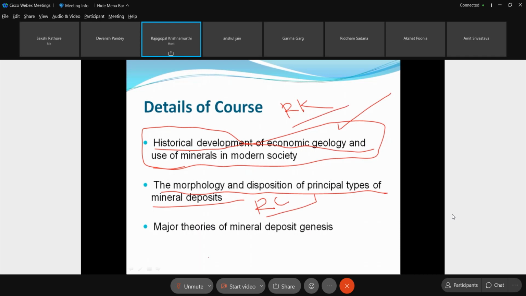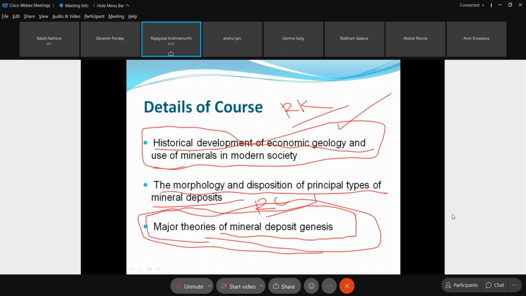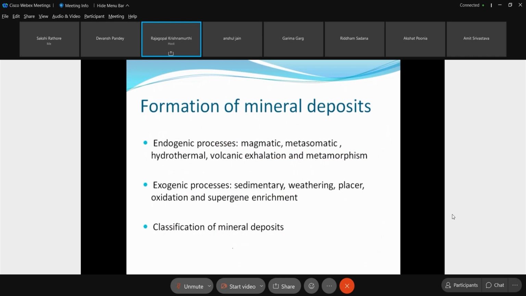Major theories of mineral deposits. This is very important. In fact, the whole course will be mostly on the theories of mineral deposits with a lot of concepts. I don't call them theories nowadays. We should call them concepts. Mineral deposit genesis: you have two types. One is called endogenic, what happens inside the crust, below the surface. Another is exogenic, in relation to the atmosphere, where rocks are exposed to the surface. This part I will be taking, RK, and this part RC will take.